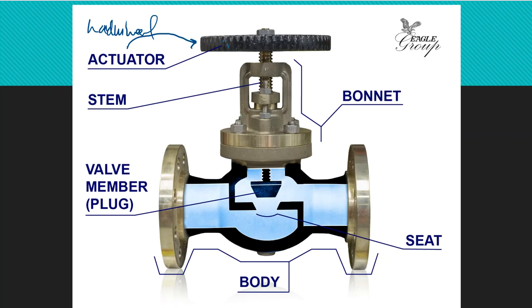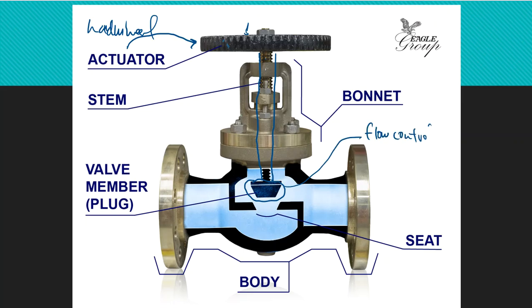The stem, I told you, was the rod. So the rod is going to go all the way down into the valve, and that rod connects the wheel up here at the very top to the flow control element. And that is what this piece is going to be labeled as. So flow control element is there.